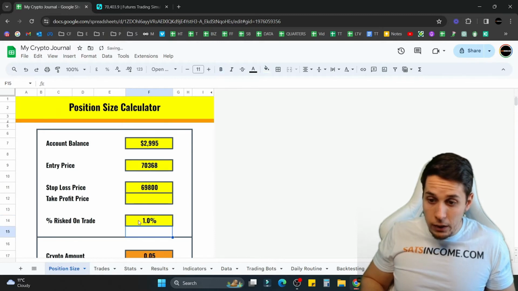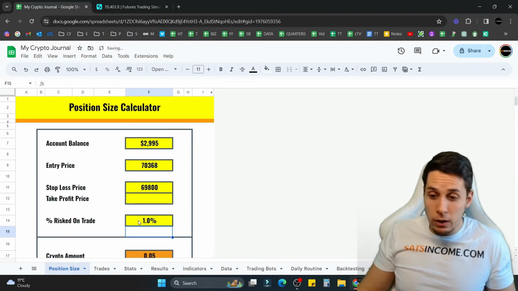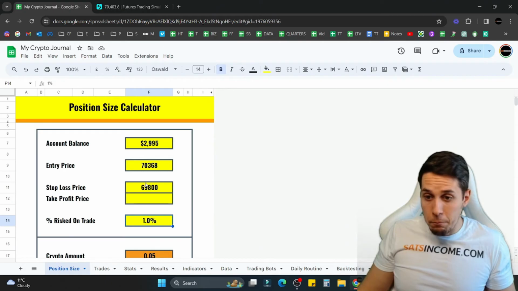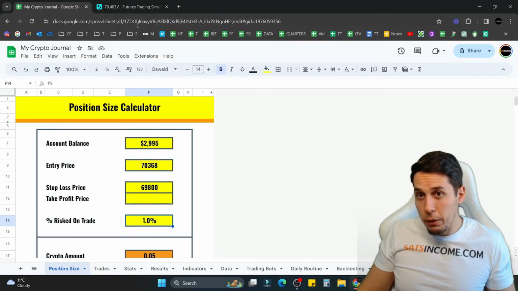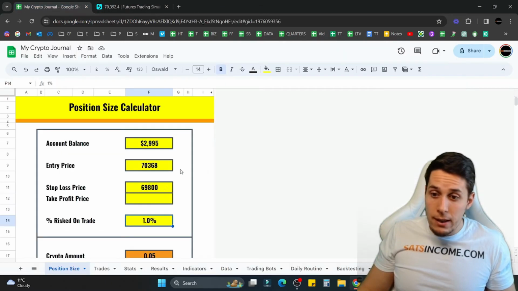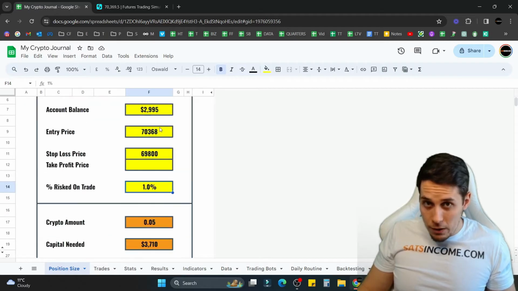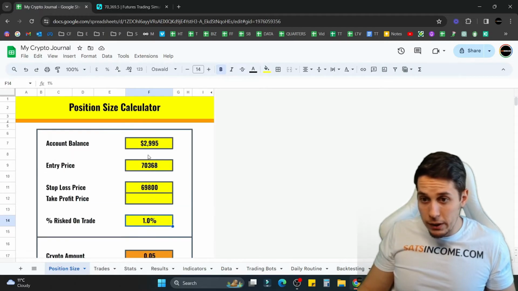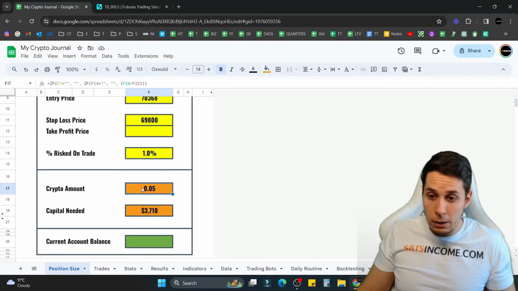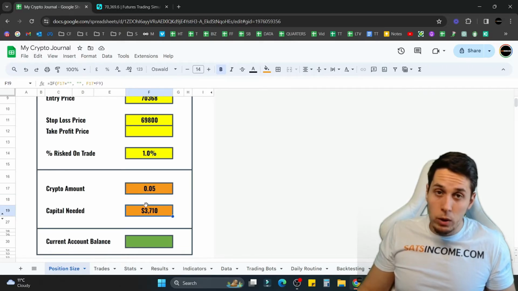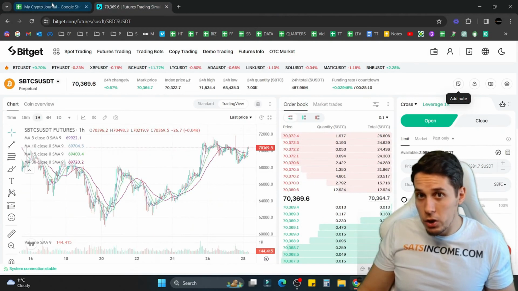If you are day trading, you can use 1%. If you are scalping, you gotta use less. So let's say that this is day trading. You basically are planning to enter Bitcoin right now, to hold it for like 6-7 hours and then to sell it. Once you add all of the numbers in the yellow cells here, you're gonna get the crypto amount that you have to buy and the capital that you need to buy this amount. So you can then go on the exchange and buy this cap.